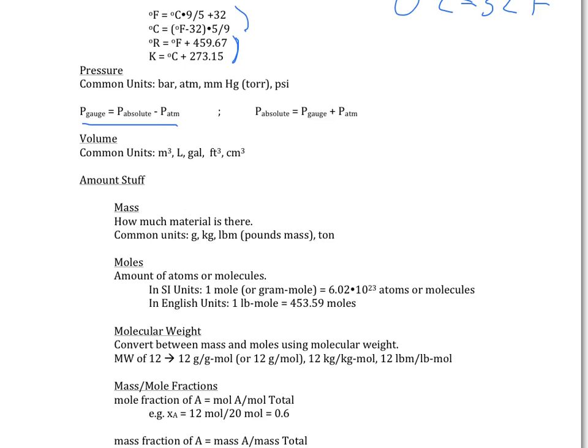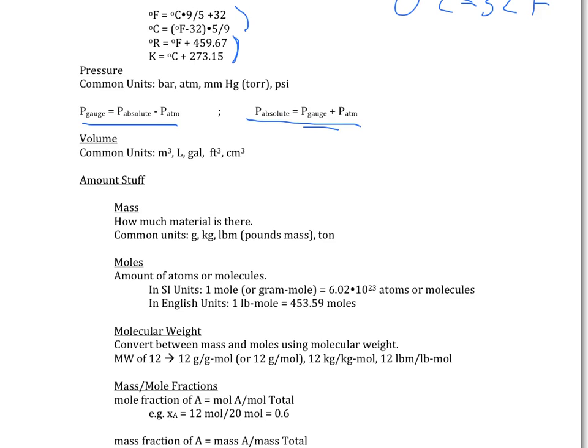Same thing, we can convert between absolute and gauge by knowing the atmospheric pressure. The reason we have gauge pressure is that many pressure meters are designed to measure the difference between the pressure of the atmosphere and the pressure of whatever is being measured, the fluid or whatever. So oftentimes when you have a pressure device that gives you the pressure, it will give it to you in gauge pressure. And you simply take that gauge pressure and convert it to the absolute pressure according to the equation there.